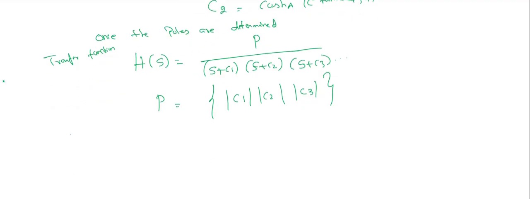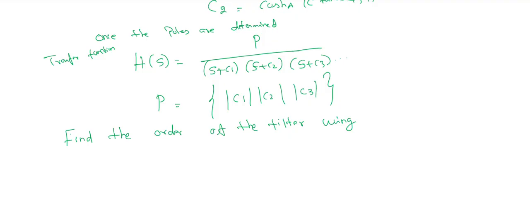Okay, we'll take one problem. Find the order of the filter, an IIR filter from an analog Chebyshev filter, using the bilinear transformation or impulse invariant method. Any method you can use.